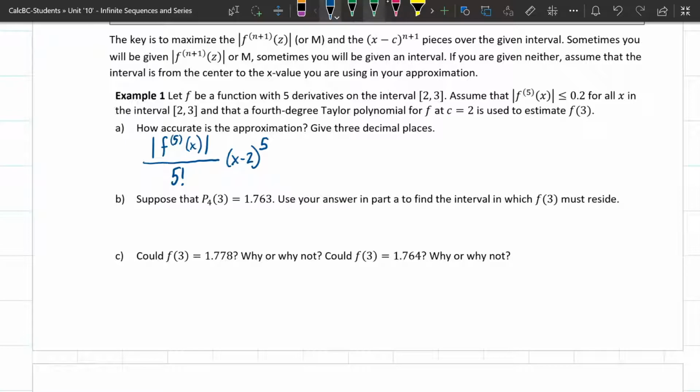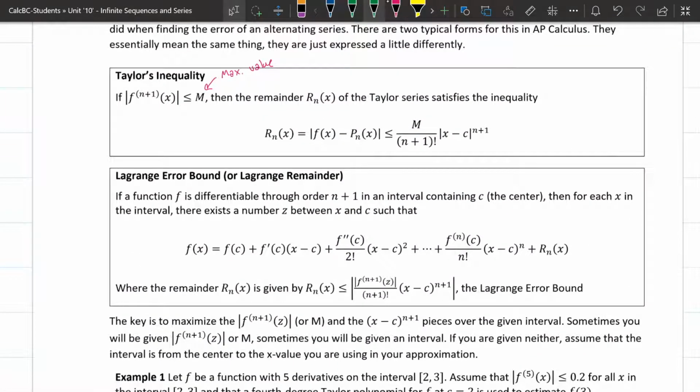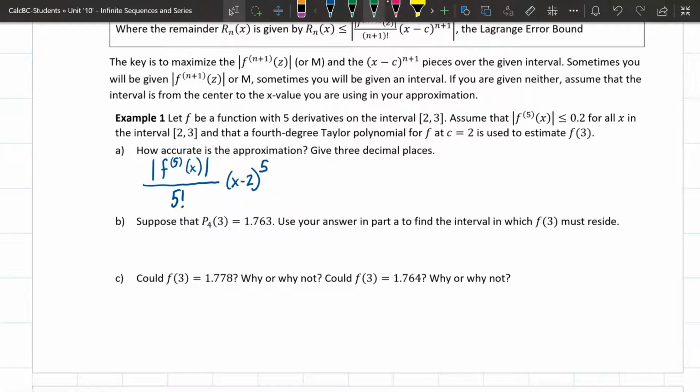Thinking about that term in our sequence, we can pull that straight from those boxes we were just at. Either this one or this one, they both represent that remainder, that error. So let's see what we can get from this. We're told that our 5th derivative of f of x is less than or equal to 0.2. So that's the biggest it can be, that 0.2. That's our max. That's what we're going to use for that term there.